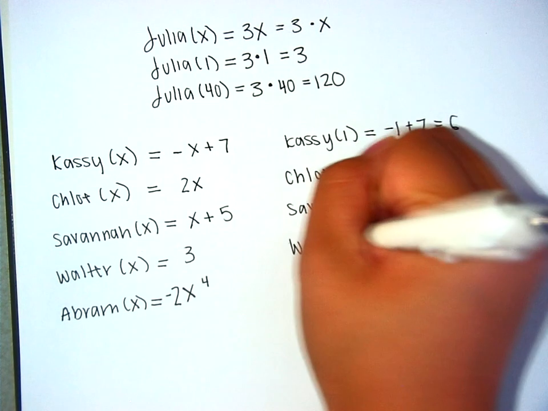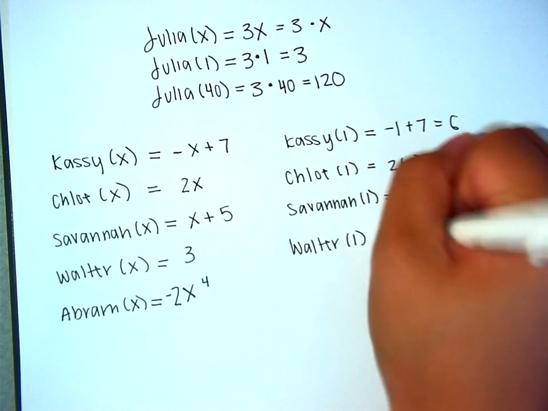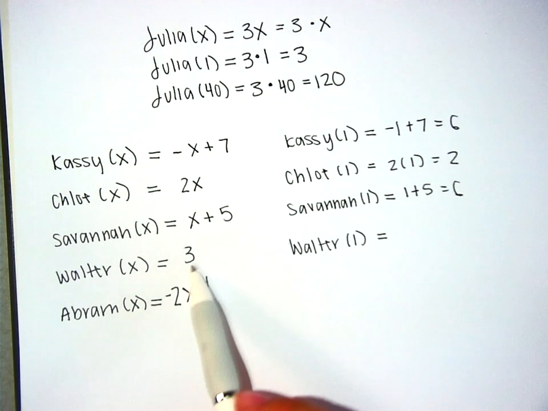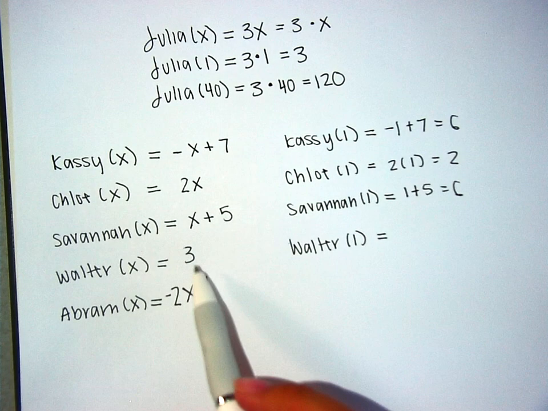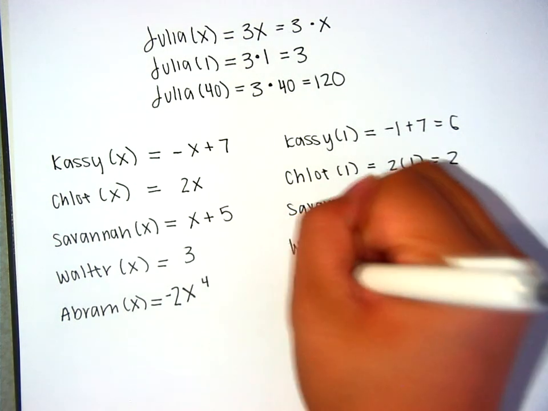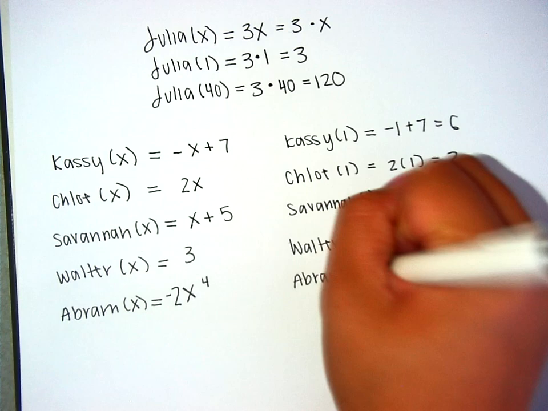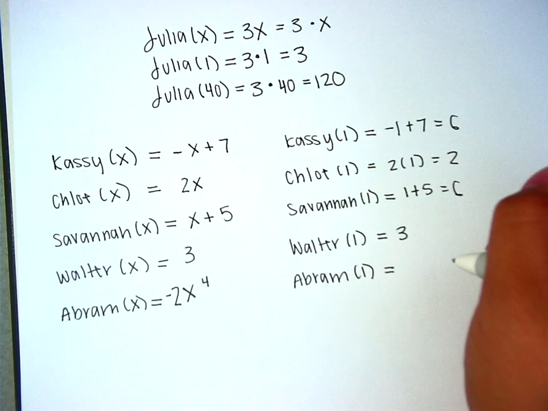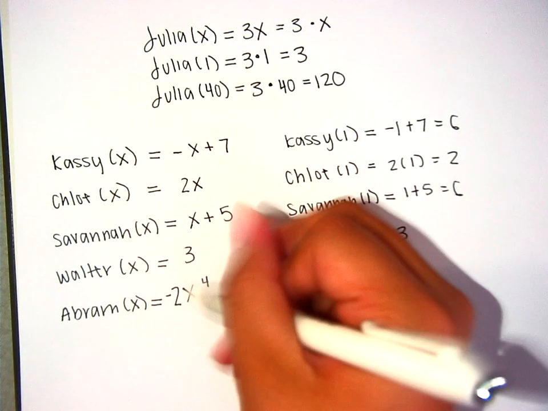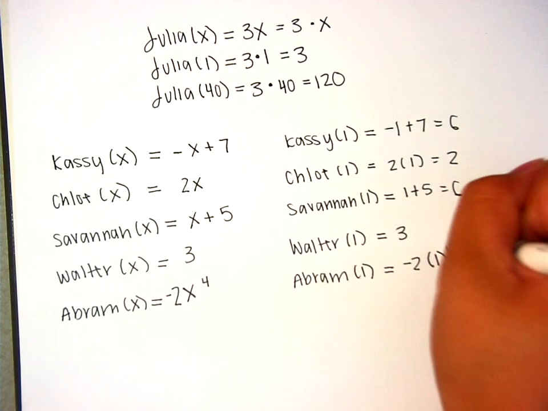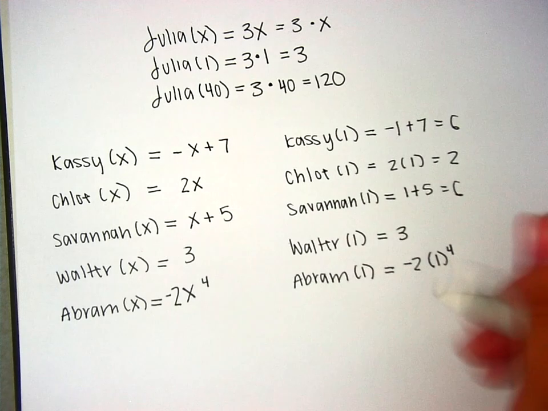Walter of 1. Why is it 3? Because there's no x, so your answer is going to be 3. Abram of 1. How'd you do that? I just did negative 2 times 1 to the 4th. So following PEMDAS, your exponents have to be first.